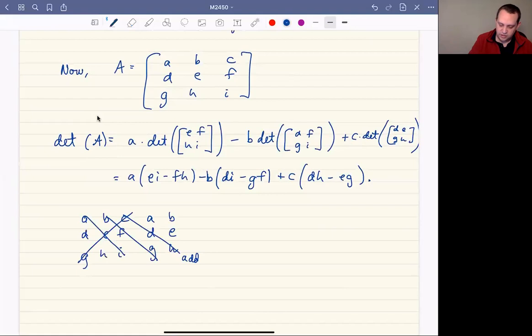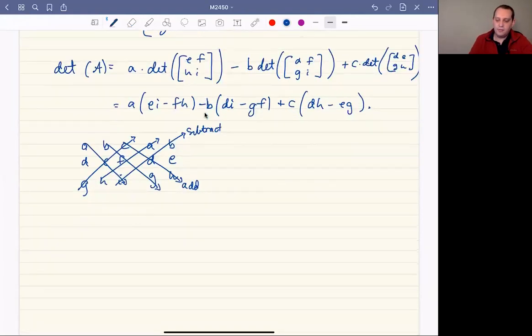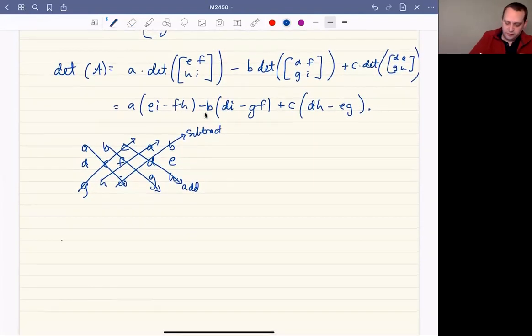So GEC, HFA, IDB, and then you subtract these terms. So that's a trick that can work for 3 by 3. That's a trick that'll work for the determinant of a 3 by 3 matrix. In general, if you have a higher order matrix, if you have a 4 by 4, you can do basically the same process.